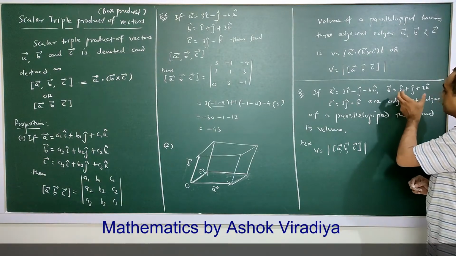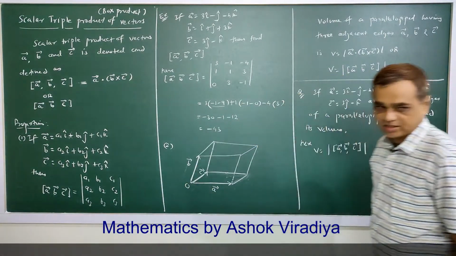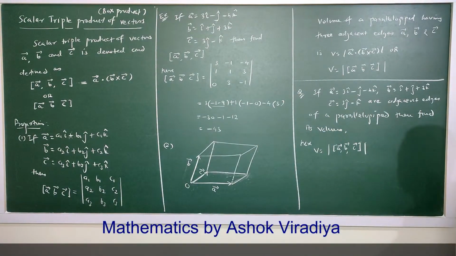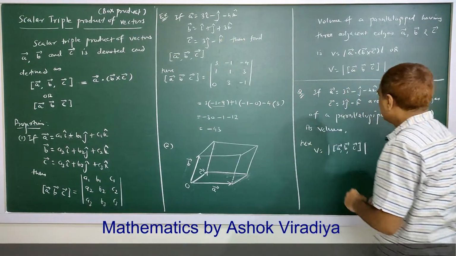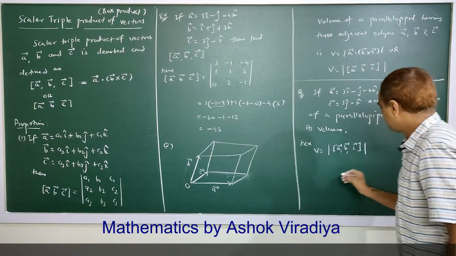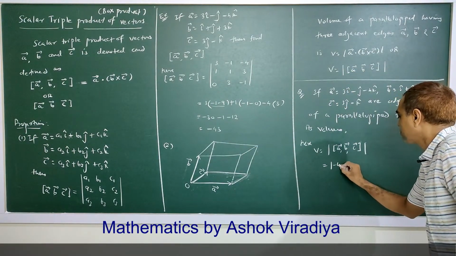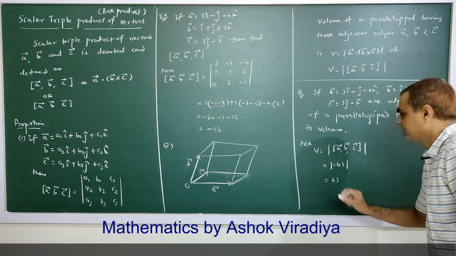See, these vectors must be vectors along three adjacent edges. Now see, we have taken the same vectors. So what is its value? Already we have calculated here. So this is equal to modulus of minus 43, so it is equal to 43.